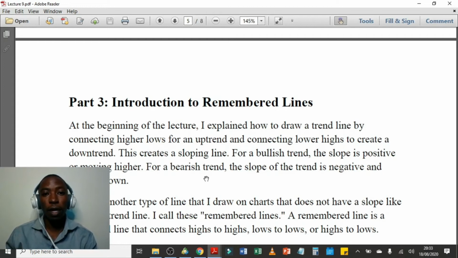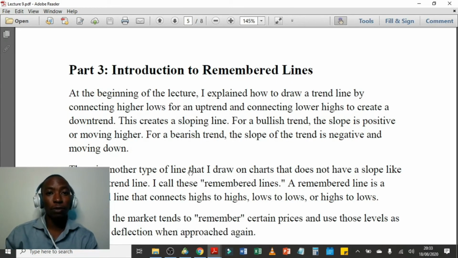And then part 3, introduction to remembered lines, and I have illustrated remembered lines to you. We've used most of them. We have two types of remembered lines. We have horizontal lines and vertical lines.